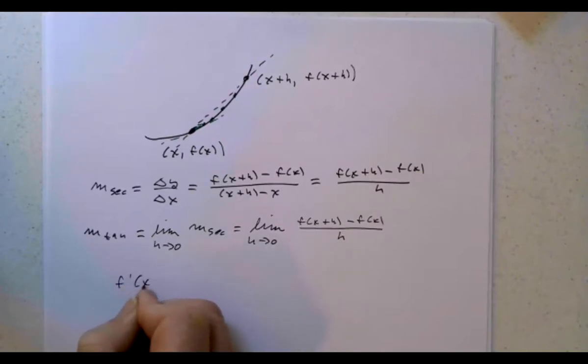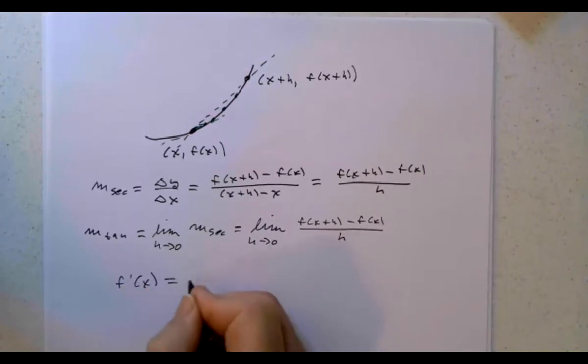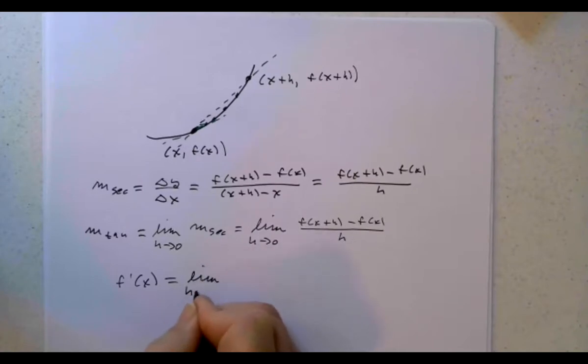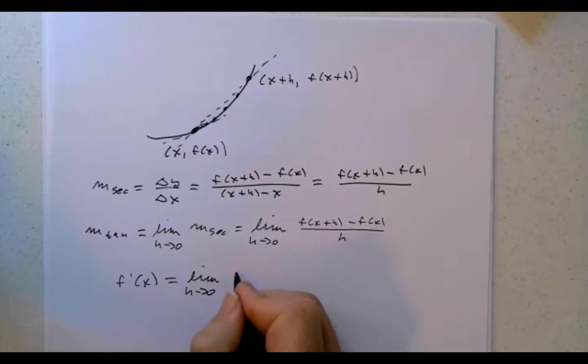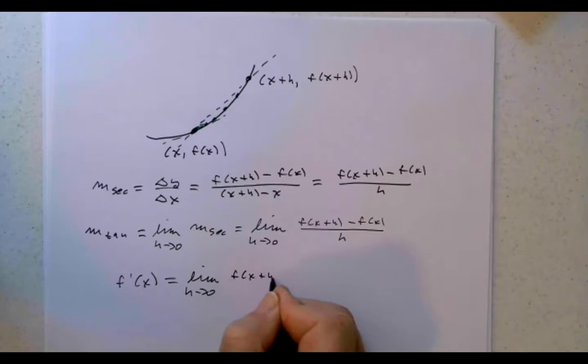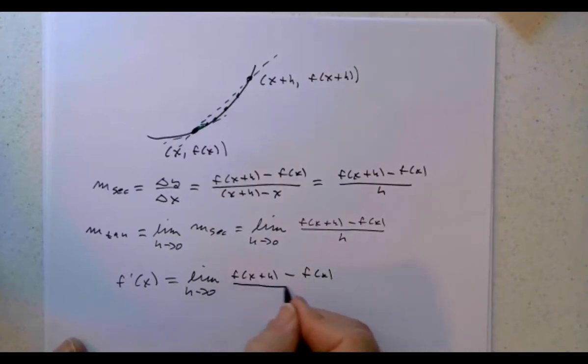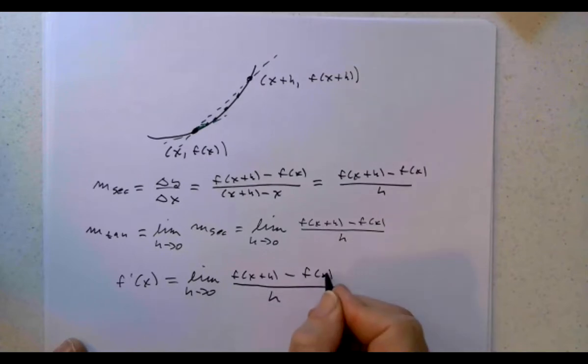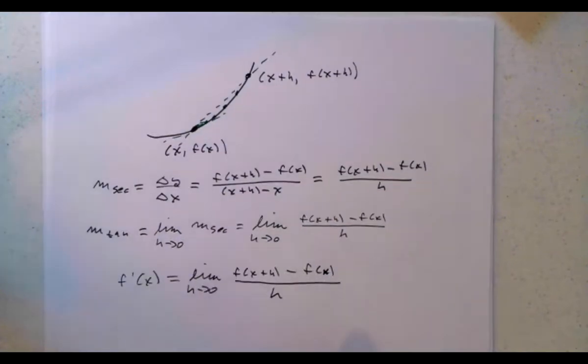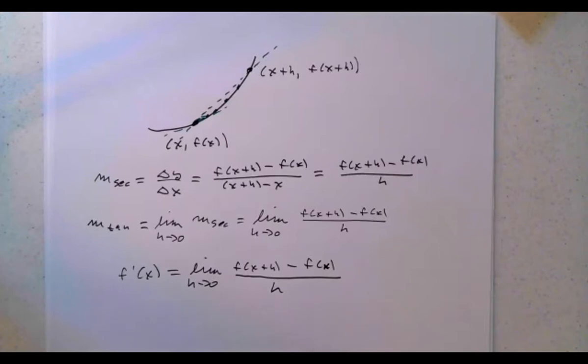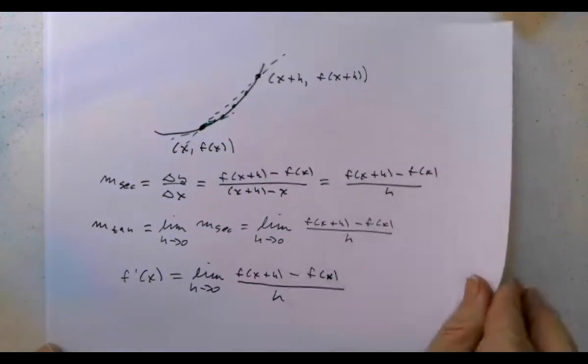So f prime of x, the derivative function, is defined as the limit as h goes to 0 of f of x plus h minus f of x over h. This will give us the slope of the tangent at every point x. We did it for 1 in our first example. This will give it to us for any point x that we choose to use. All right. So let's do that.